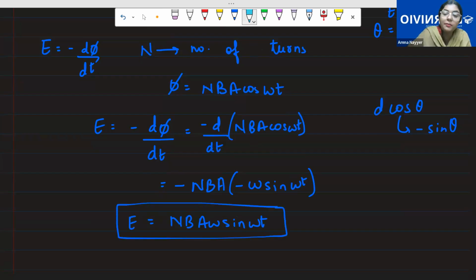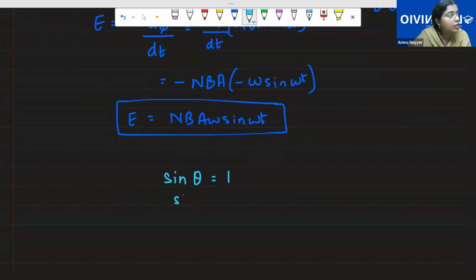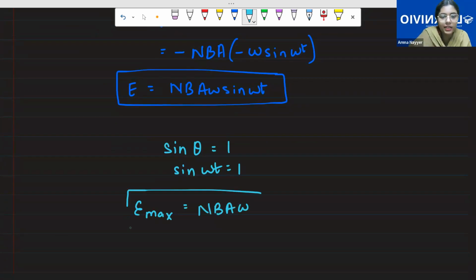Okay, now if I want to have the maximum value, sine theta has to be 1, right? That is the maximum value. So I can say sine omega t in this case has to be 1. So what will be the maximum value of EMF then? E maximum would be equal to NBA omega. This would be its maximum.